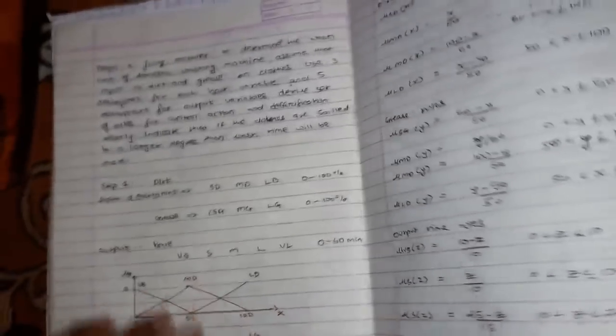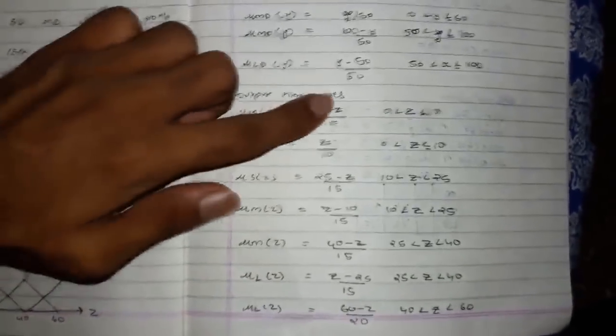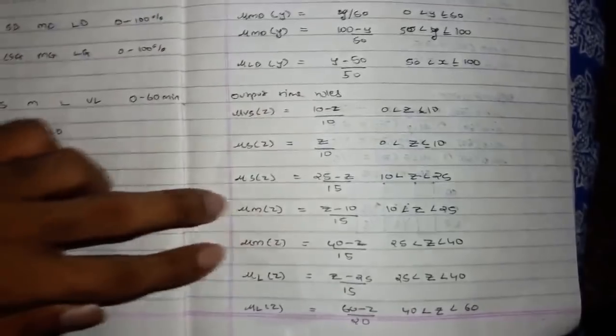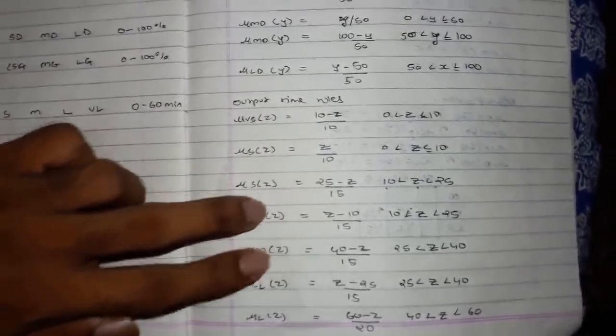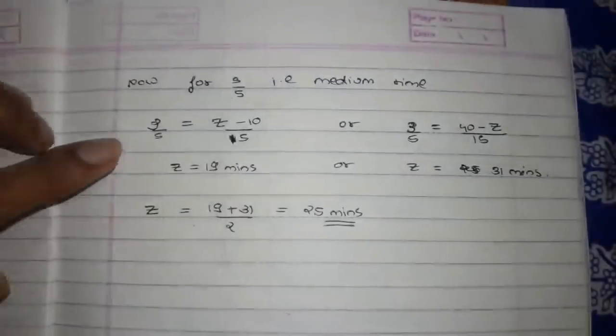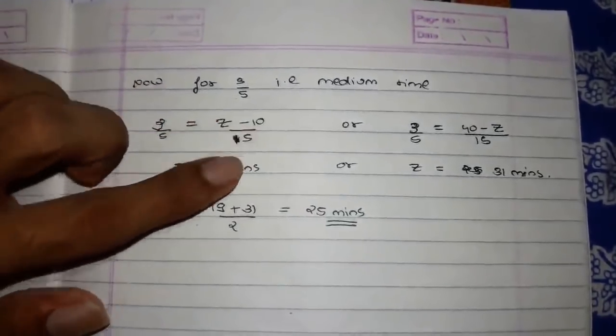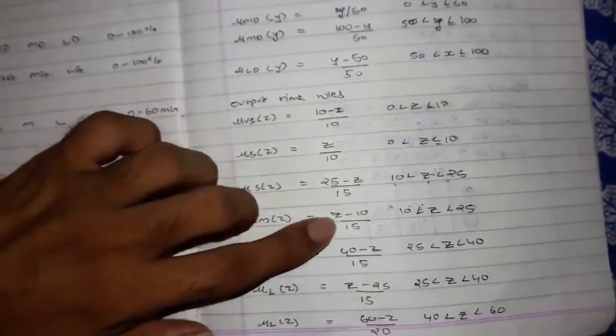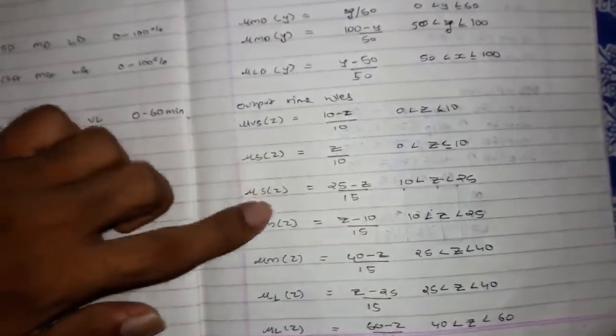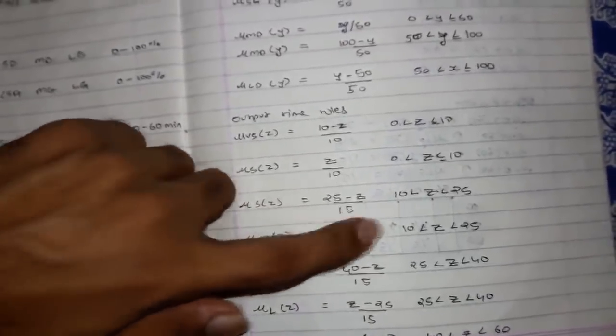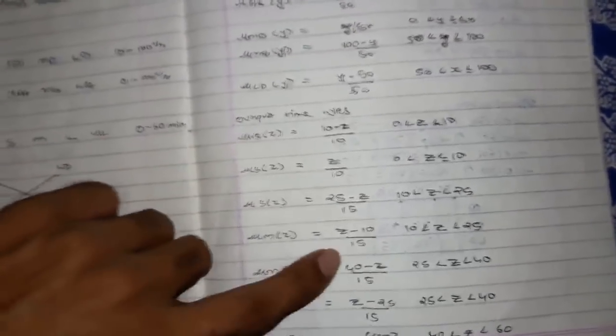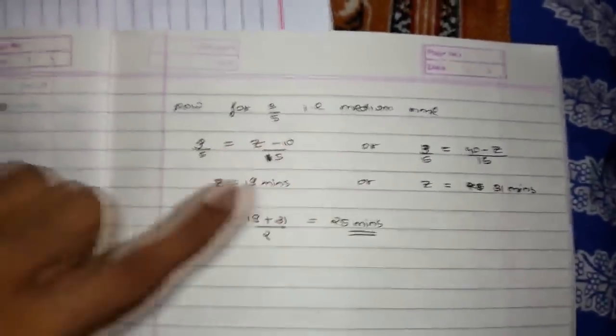So what is medium time? Here these are the equations for the time. So here you can see this is the medium time over here. So here you put the equations. So hence you get 3 by 5 is equal to z minus 10 by 15. So here you can see these are the equations for medium. So 3 by 5 is equal to z minus 10 by 15, and 3 by 5 is equal to 40 minus z by 15. So you get these two equations.